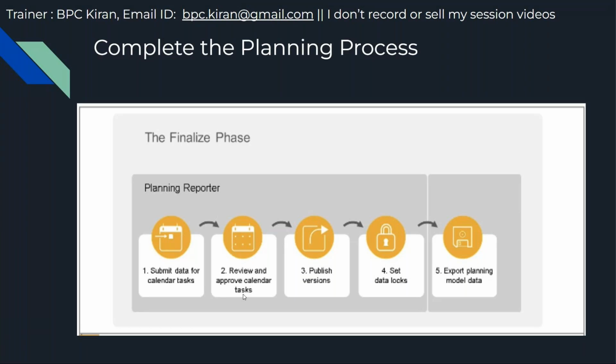Once the data is approved by the reviewer, the data can be published to the versions. The versions can be shared with others. Whoever has access to the public version can check the planning data. Once all are okay with this published data, the data should be locked for changes, so we set the data locks. All these activities we performed in the SAC.